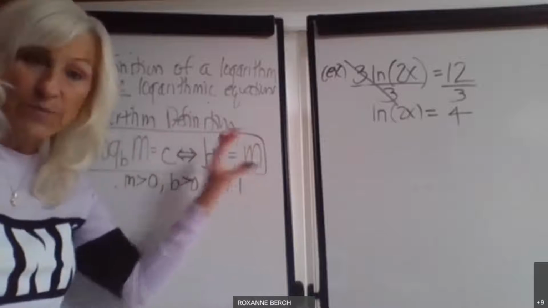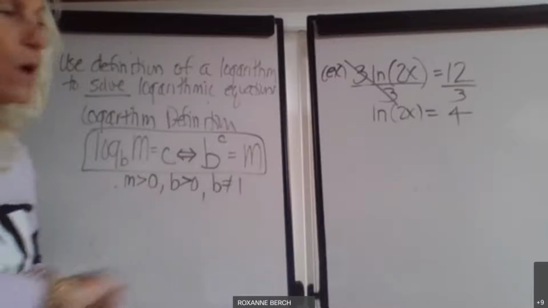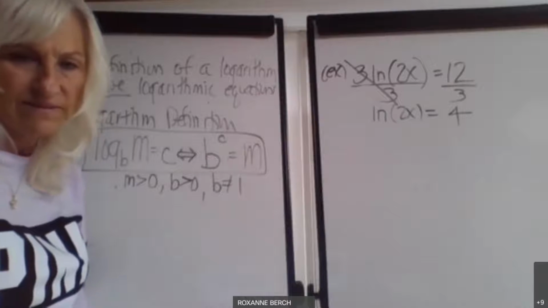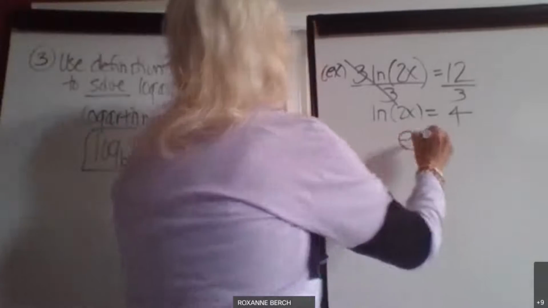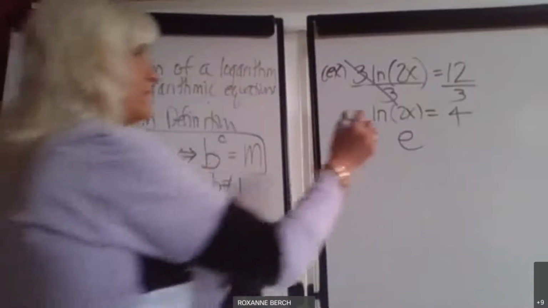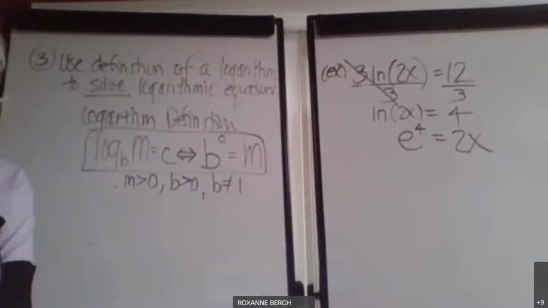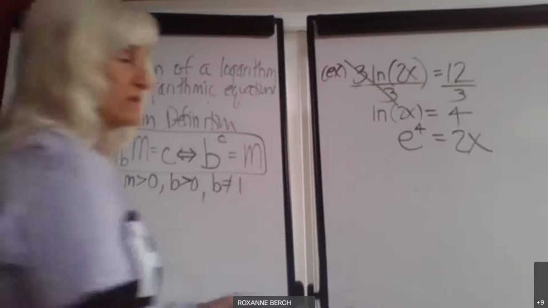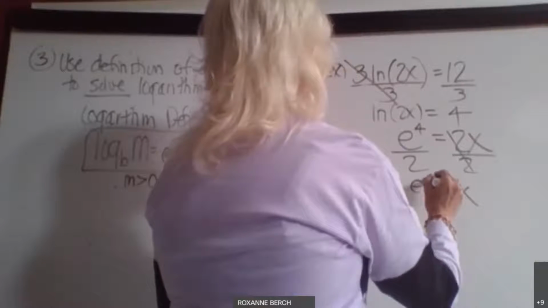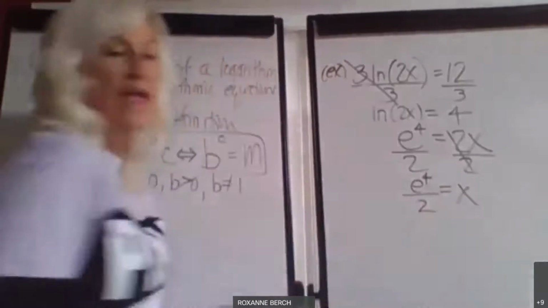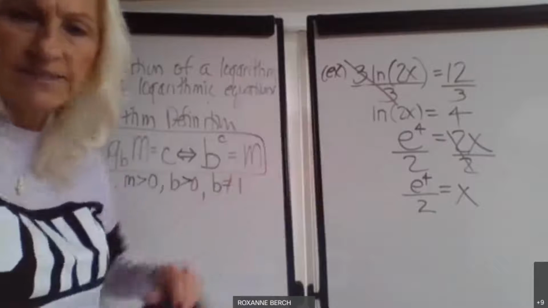So we're going to write it in exponential form. How do you write it in exponential form? What's the base of the logarithm? What's the base of a natural log? E. Yes, good, Mark. It's going to be e to the 4th equals 2x, and we got rid of the log. Now just solve for x. Divide by 2. x equals e to the 4th over 2. And you don't have to multiply that out. We don't need an approximation unless they ask for it. That's a perfectly good answer.